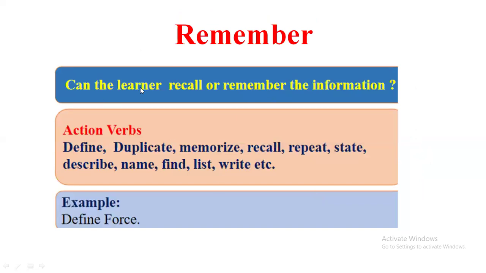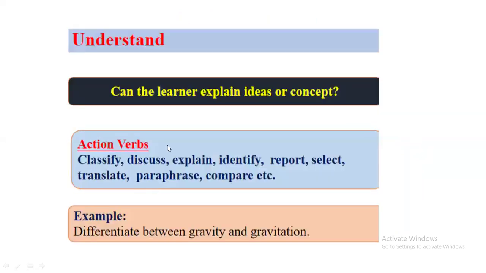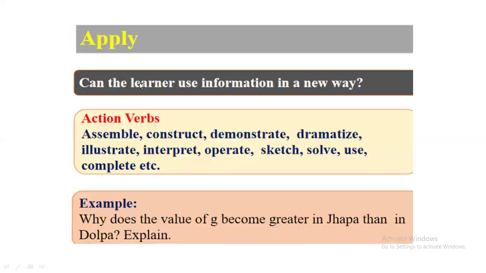Remember: can the learner recall and remember the information? Actions: define, duplicate, memorize, recall, repeat, state, describe, name, find, list, write. Understand: can the learner explain the ideas or concepts? Classify, discuss, explain, identify, report, select, translate, paraphrase, compare, differentiate between gravity and gravitation. Apply: can the learner use the information in a new way? Assemble, construct, demonstrate, dramatize, illustrate, interpret, operate, sketch, solve, use, complete.